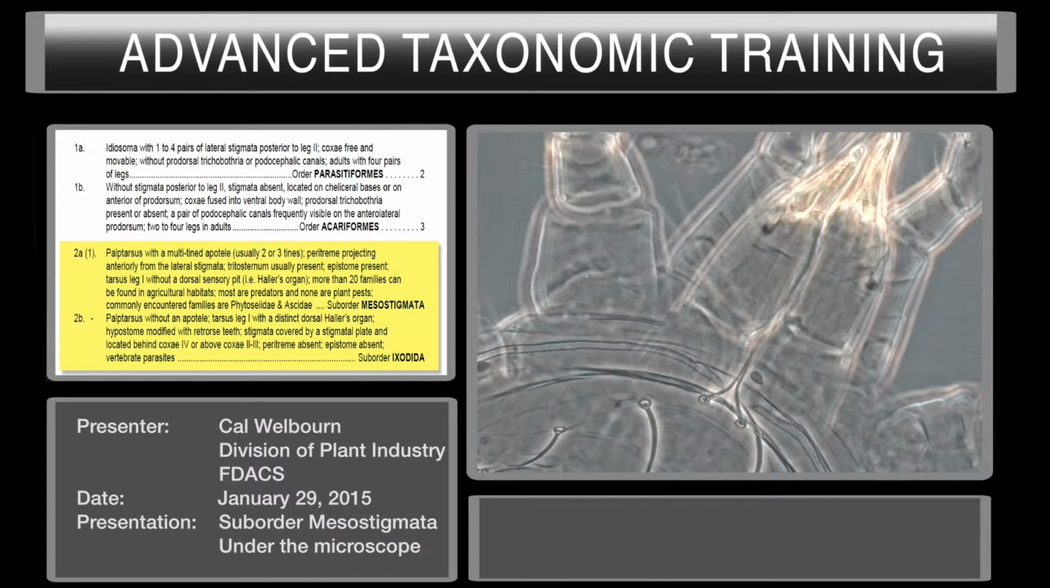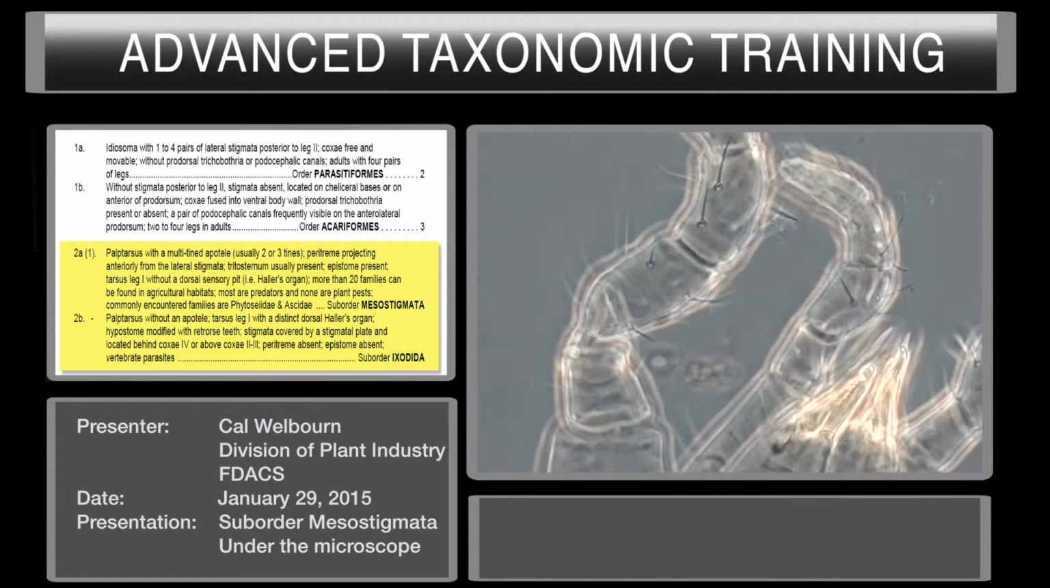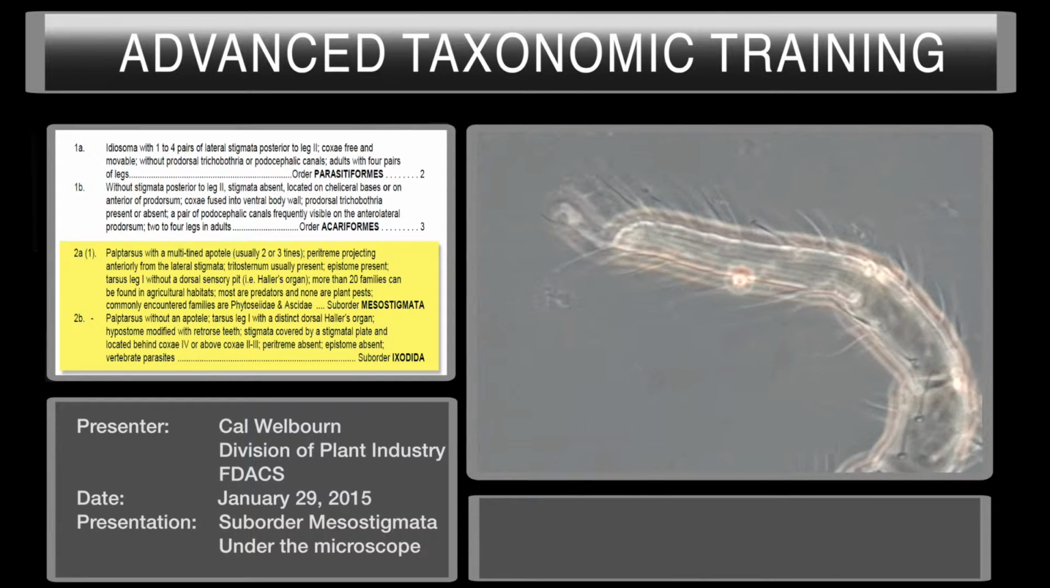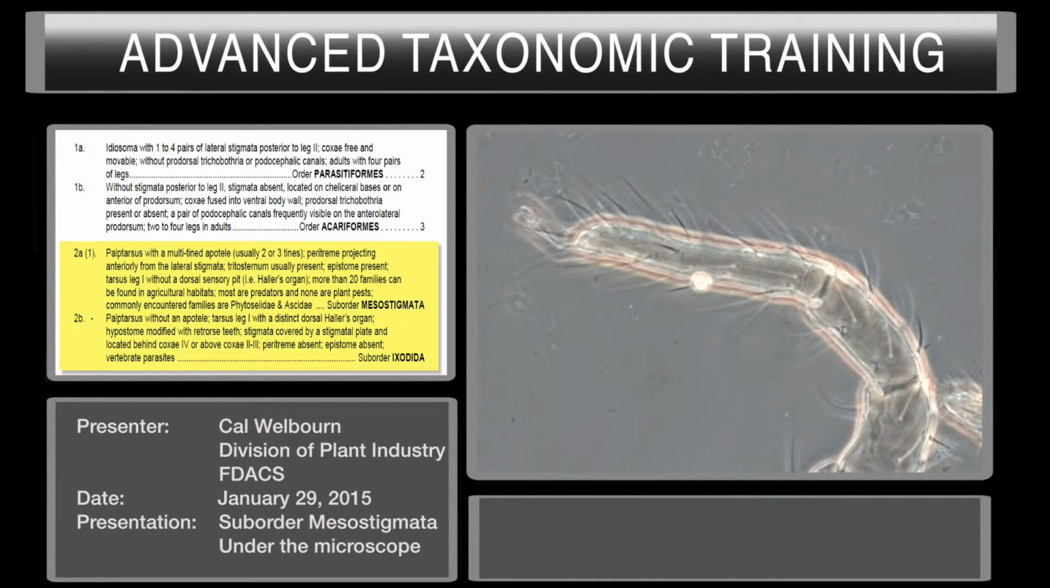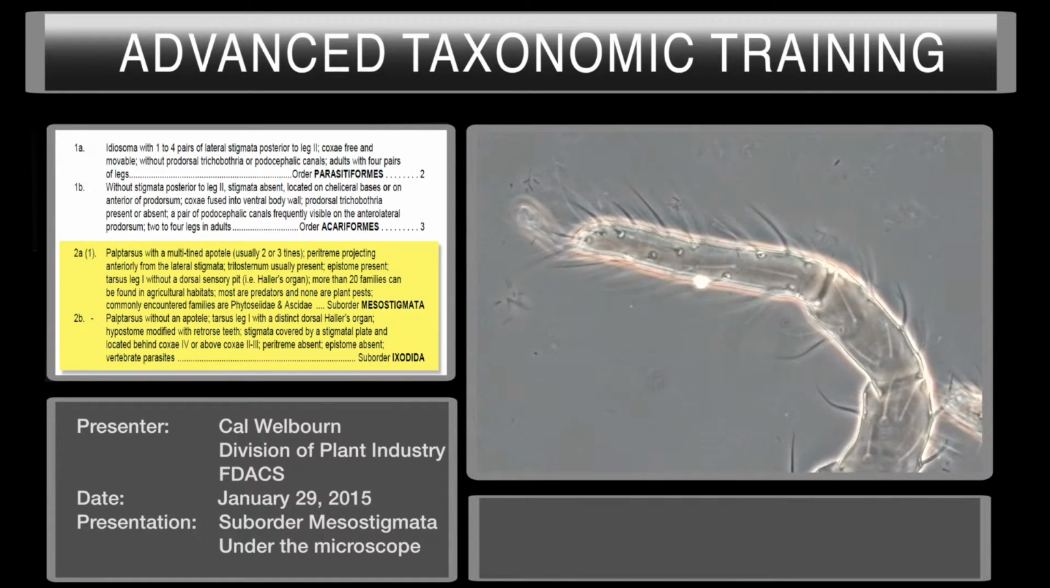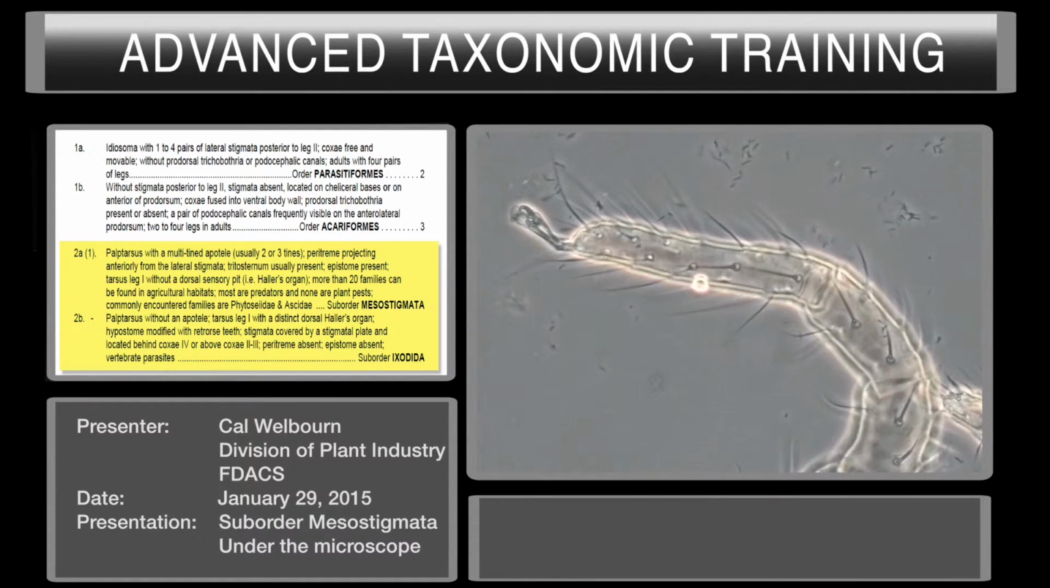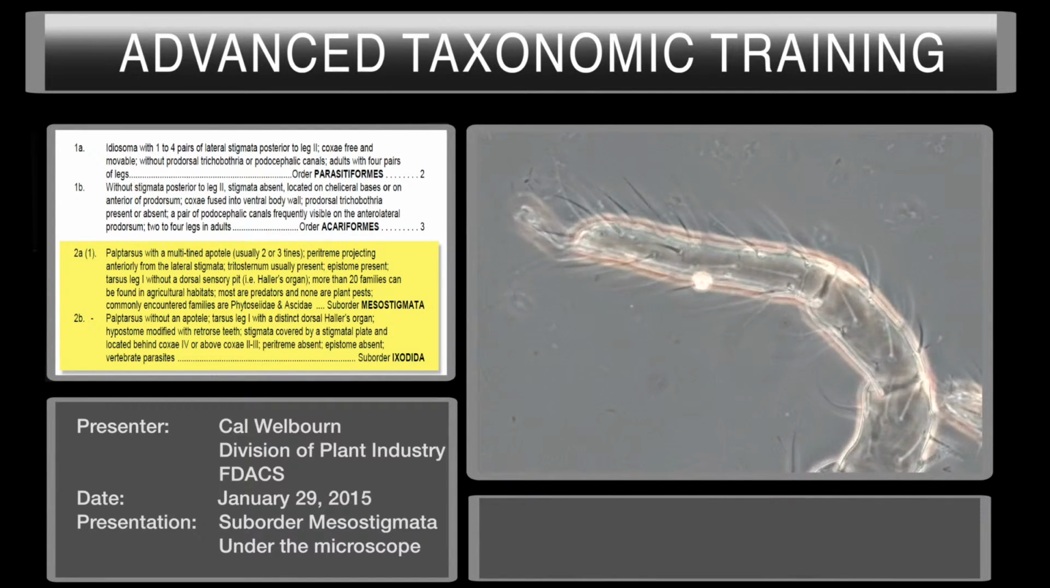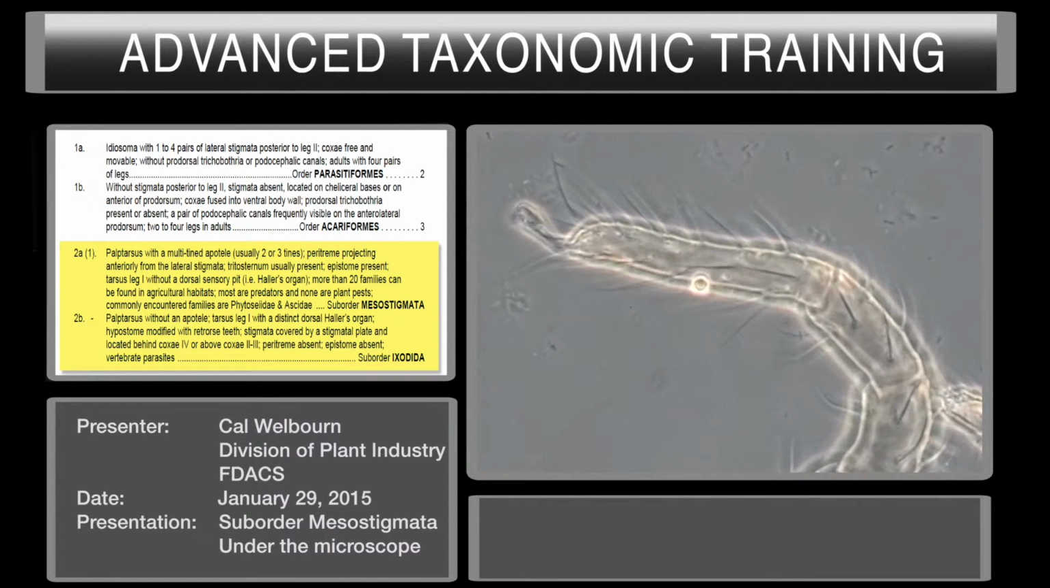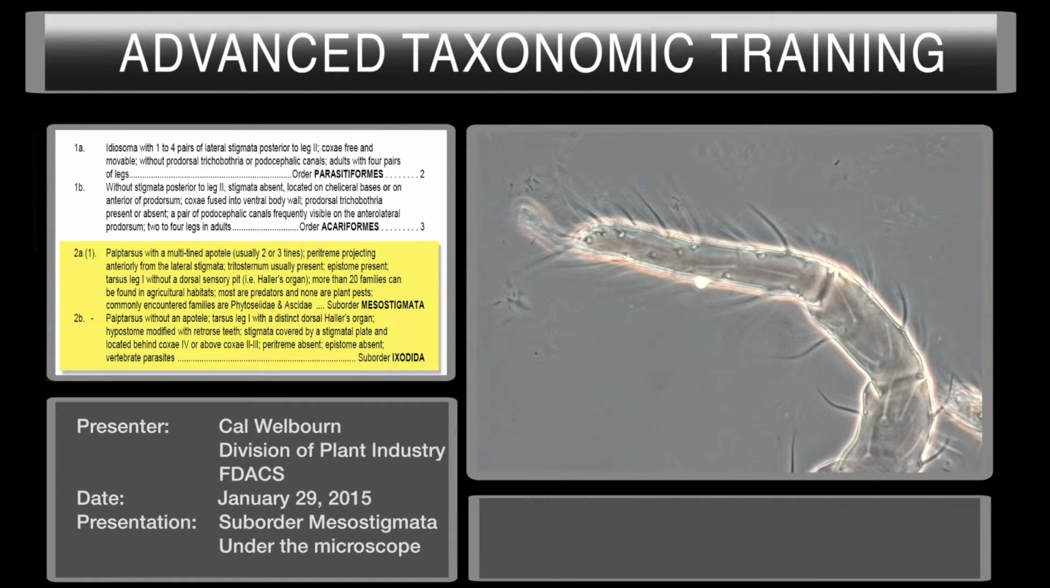Now we want to look at the dorsal sensory pit on leg 1. And you focus up and down. There are numerous setae, but there's no pit, no concentration of sensory setae. So it doesn't have the sensory pit, so this is a Mesostigmata.